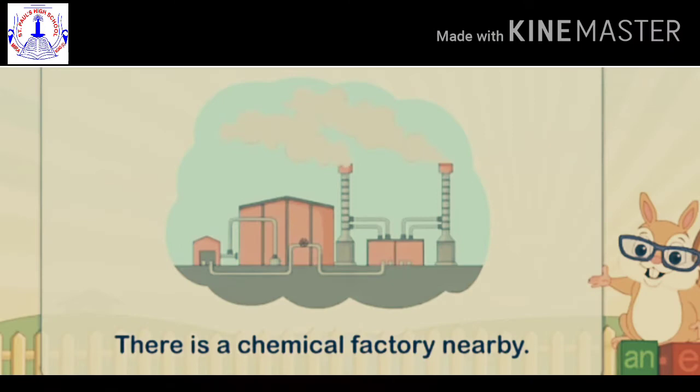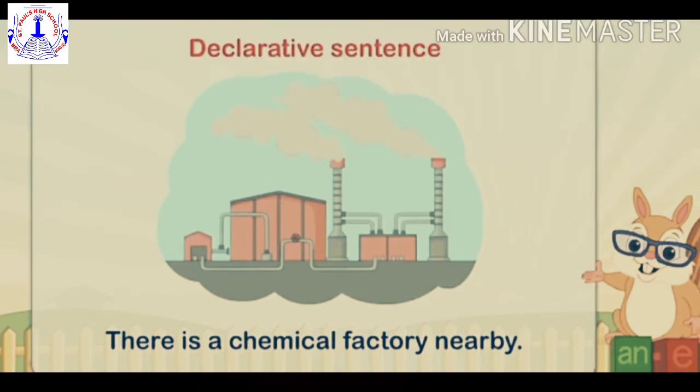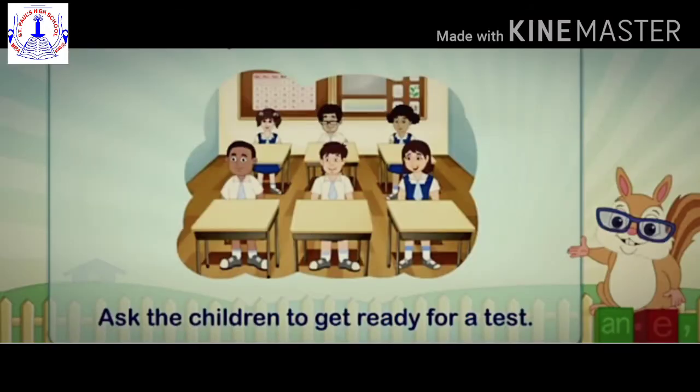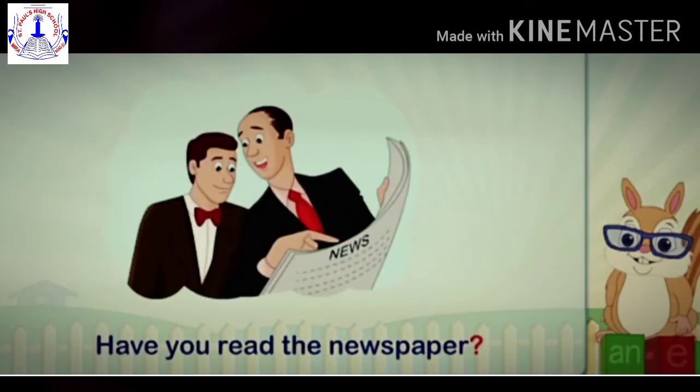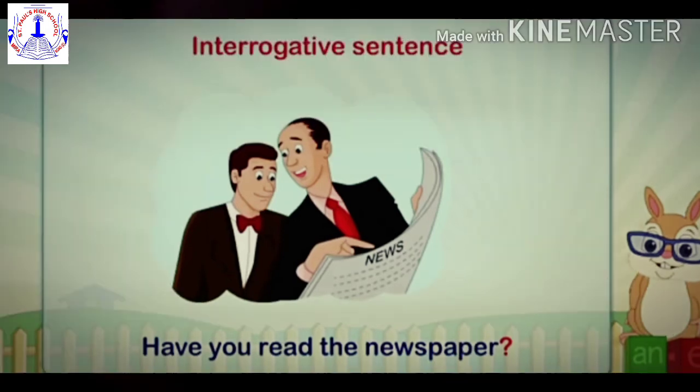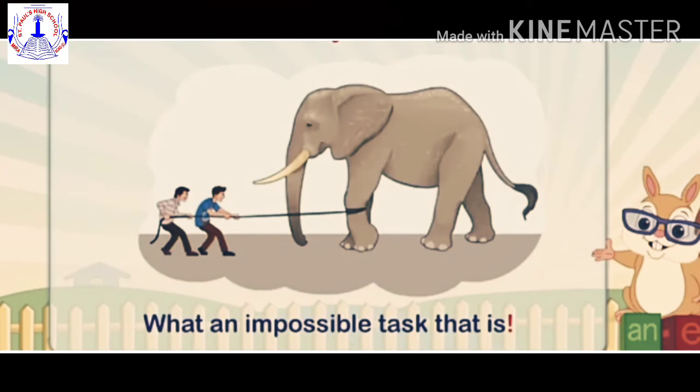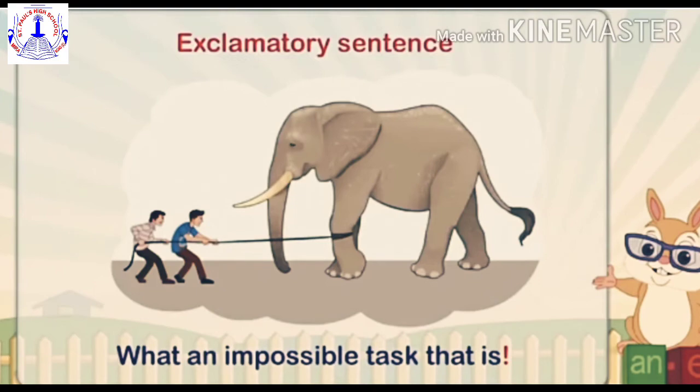Fifth, there is a chemical factory nearby. This is a declarative sentence. Sixth, ask the children to get ready for the test. This is an imperative sentence. Seventh, have you read the newspaper? This is an interrogative sentence. And eighth, what an impossible task that is. This is an exclamatory sentence.